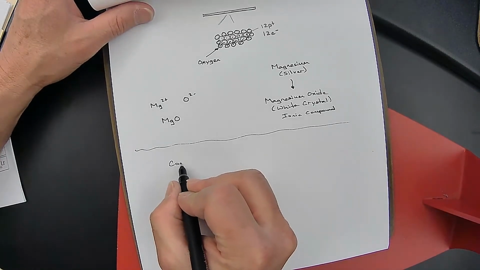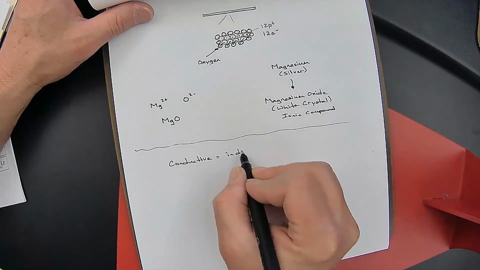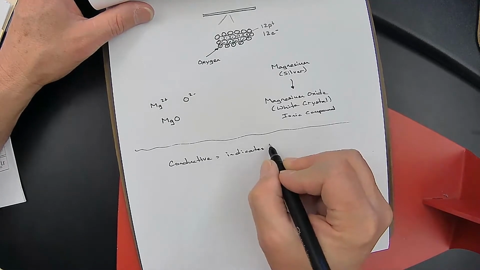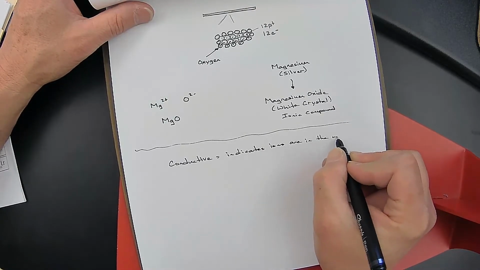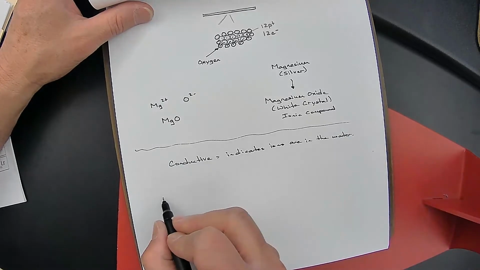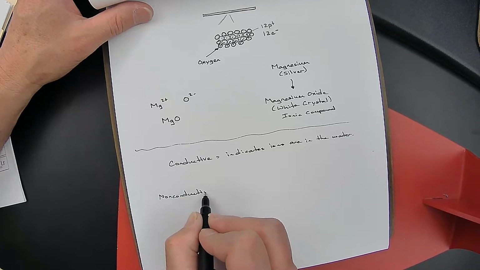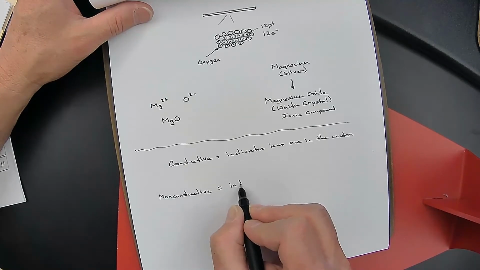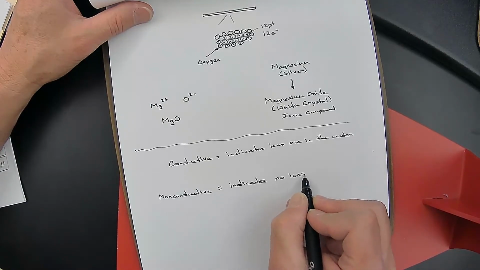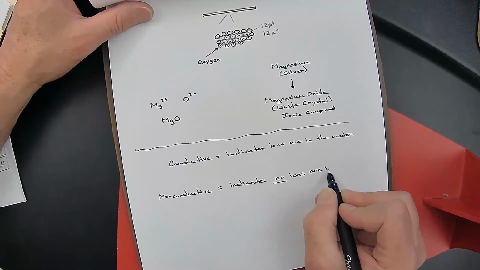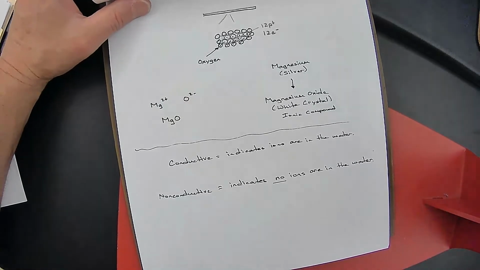So conductive indicates ions are in the water. Non-conductive indicates no ions are in the water, or very few ions are in the water.